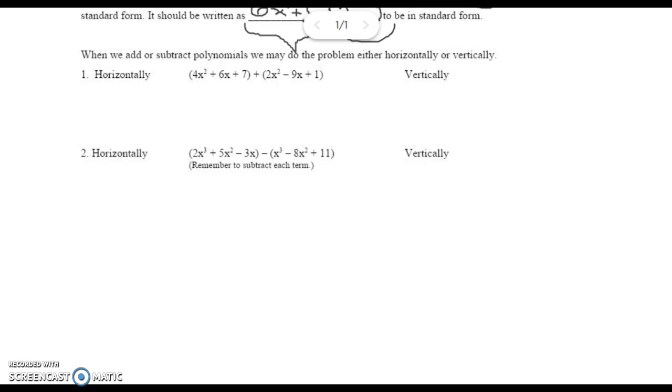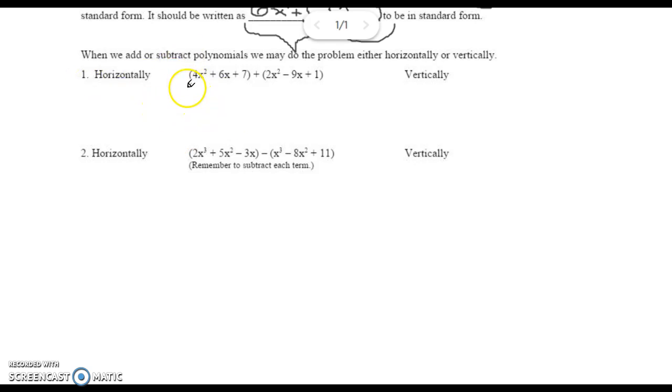Again, not every polynomial has to have every power. So sometimes when we add polynomials together, they will not have all the same like terms. That's okay. We only add the things that are alike. So when I look at number 1, the method I like to use is called the shape method.